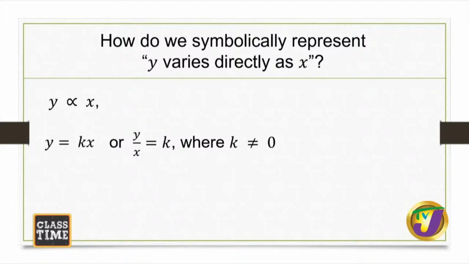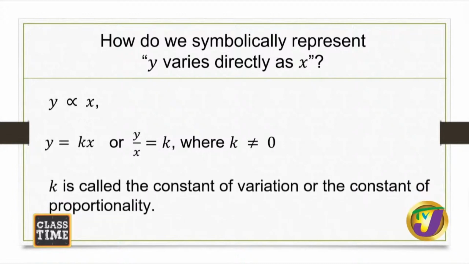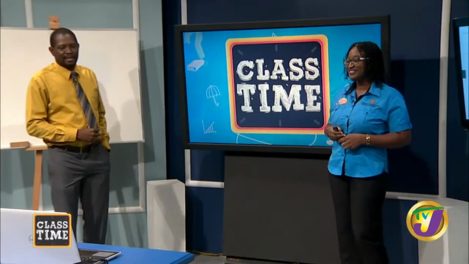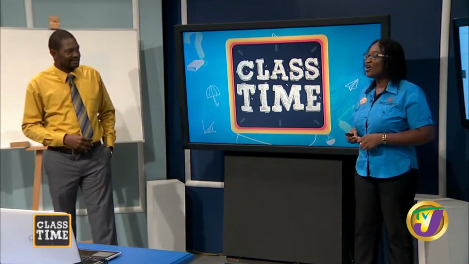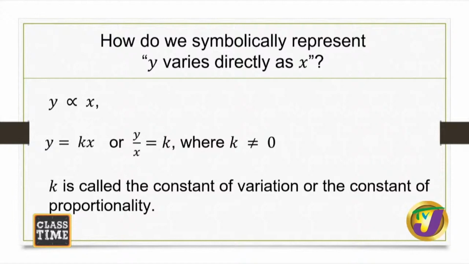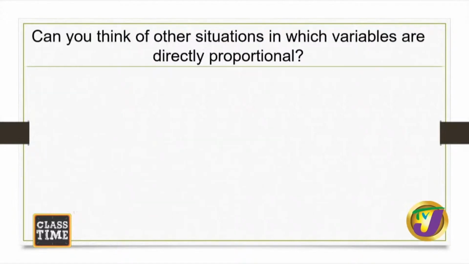I just want to jump in and piggyback on that to let our students know that k can be negative or it can be positive. Don't want them to think anything else. It can be negative or it can be positive. And k has a special name. You want to tell us what the name is, Richard? It is the constant of variation or the constant of proportionality. So it's the constant of variation, constant of proportionality.